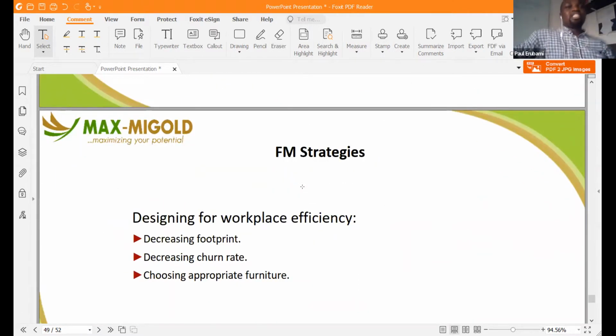What are the facility strategies we can employ to ensure work efficiency in the workplace? We can decrease footprint. Footprint is about decreasing the distance people need to walk from one place to another, shortening the traveling time. We should decrease churn rate. Churn rate is the frequency at which people move from one location to another. We should choose the appropriate furniture, because this goes a long way in affecting ergonomics.